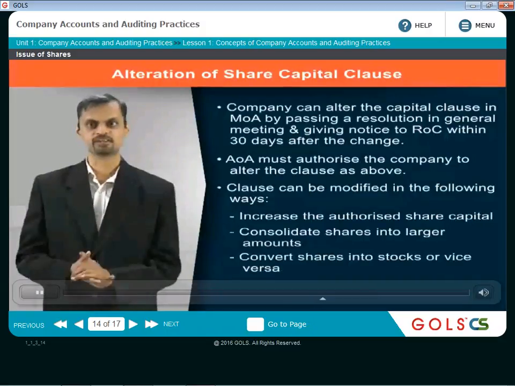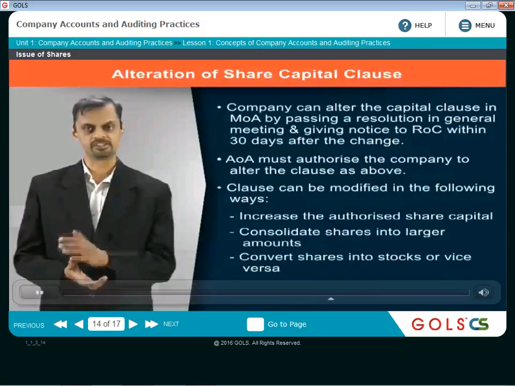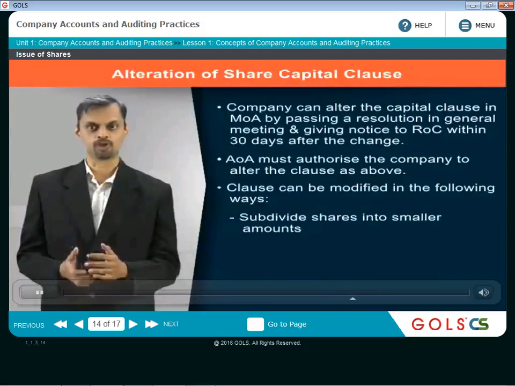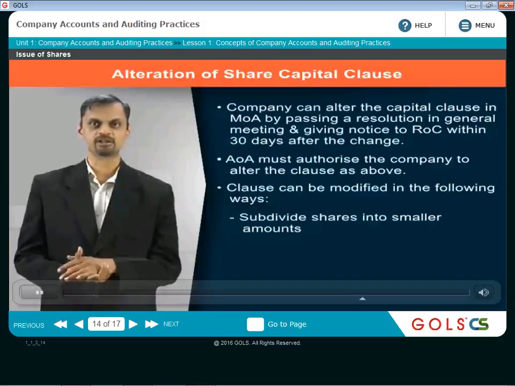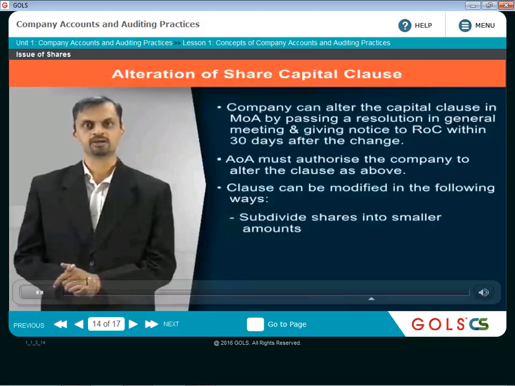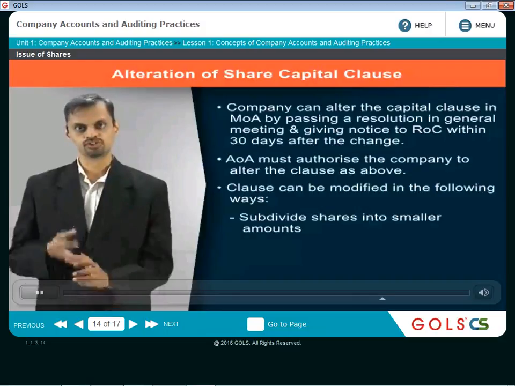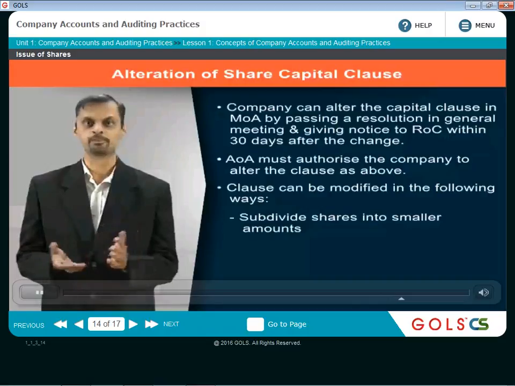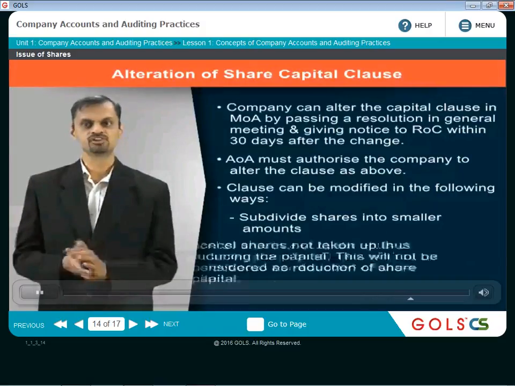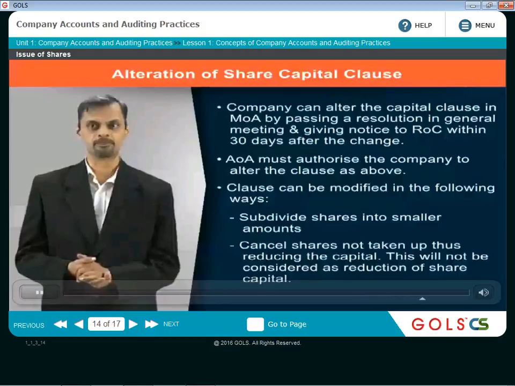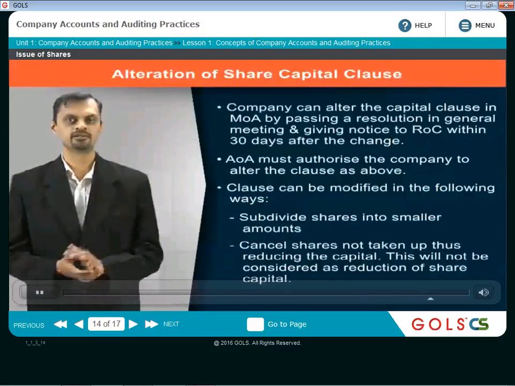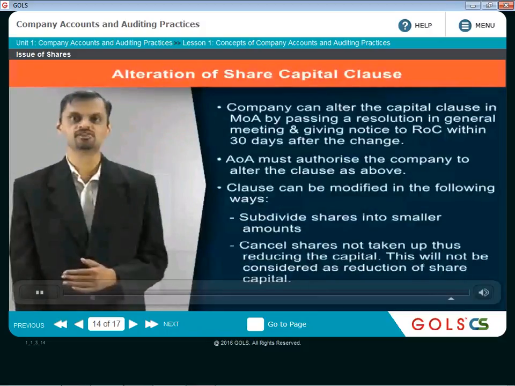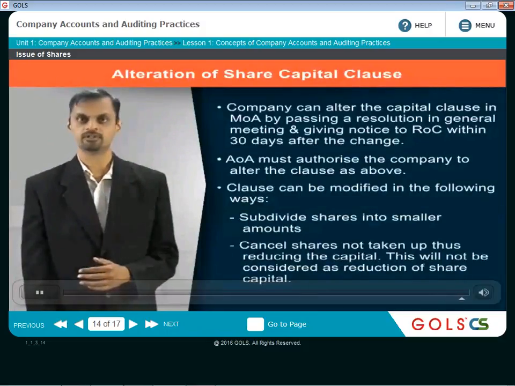Convert the shares into stocks or vice versa, or reconvert the stocks into shares. Subdivide the shares into smaller amounts. So exactly opposite example, the face value currently is 20 rupees, company wants to make it 10 rupees. So the number of shares will exactly double. The overall value will remain same, but still the capital clause will be modified. Cancel the shares not taken up earlier, thus reducing the capital. This will not be considered as a reduction in the share capital of the company. So these are the various ways in which the alteration of share capital clause can happen in the memorandum of association.